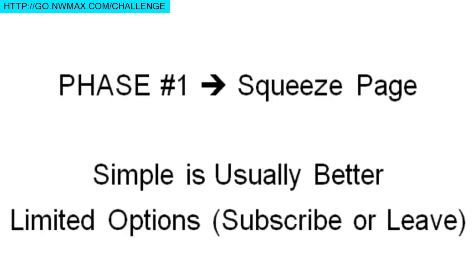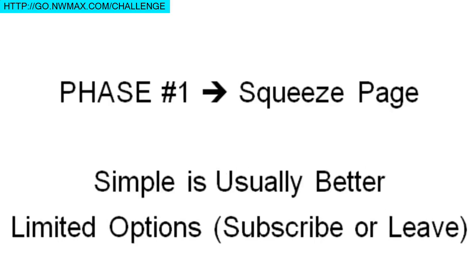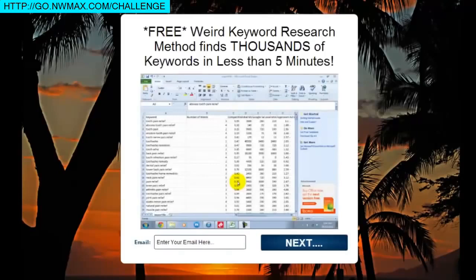The first phase to optimize is the opt-in page. This is what we're going to be sending traffic to collect leads. From my results, I've found that simple is almost always better when it comes to a lead capture page. You really want to give your visitors 2 options. They're either going to subscribe on your squeeze page, or they're going to leave, and there's no options in between. It's not confusing, it's simple, and it's to the point. So here's the main squeeze page that I use to collect the majority of these leads.